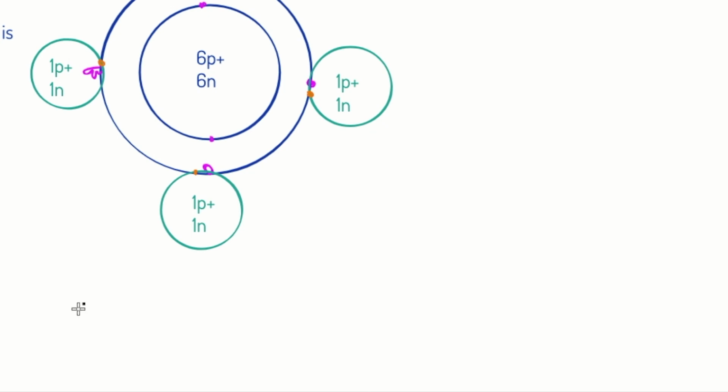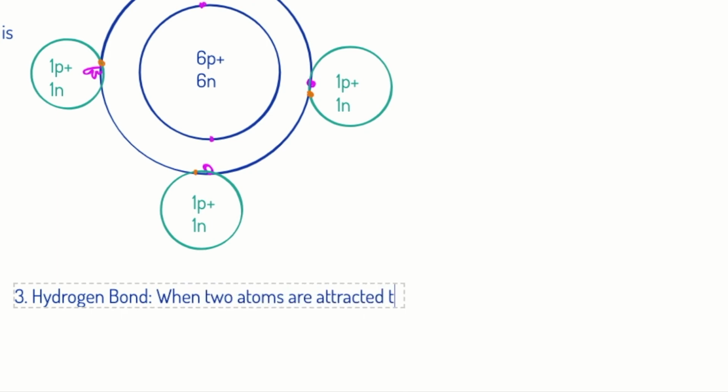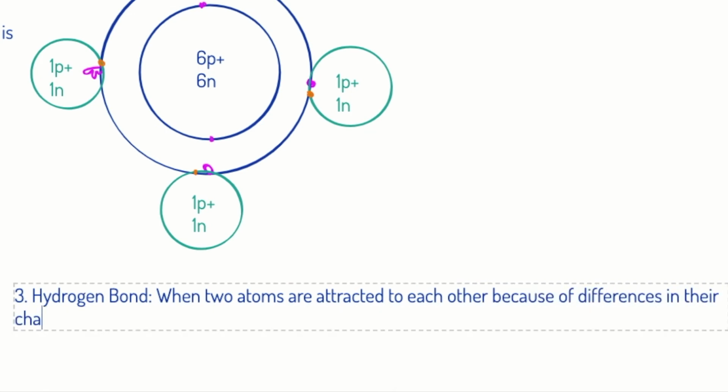Okay, the last type of chemical bond is called a hydrogen bond. This is number 3. A hydrogen bond is when you have different molecules that have different charges that are attracted to each other, and one of the molecules has hydrogen. So I'm going to write this down. When two atoms are attracted to each other because of differences in their charges, just like an ionic bond, and one of the atoms has hydrogen, that's a hydrogen bond.